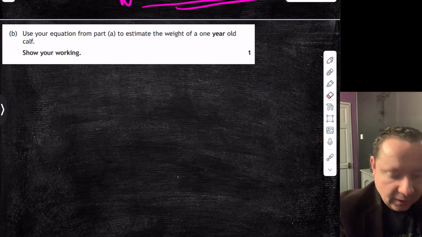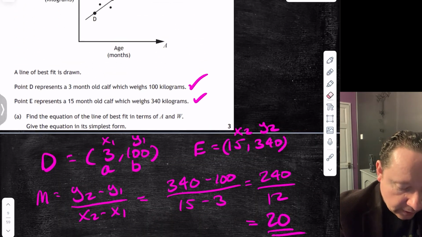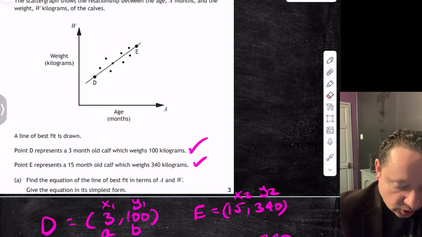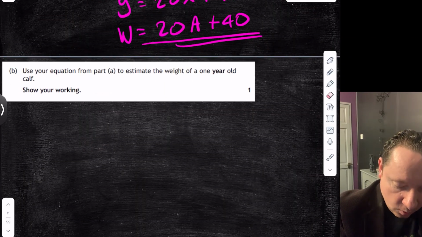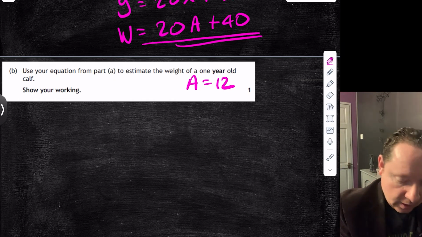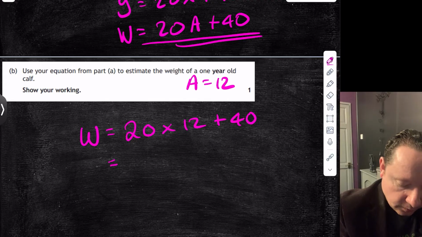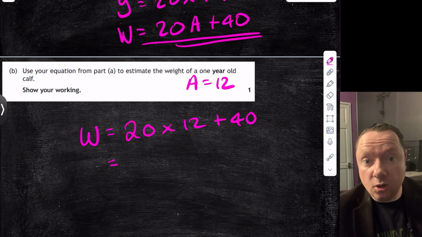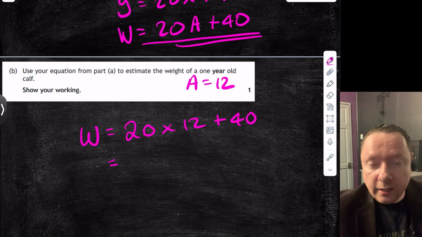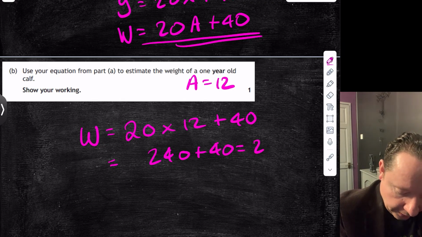Part B, use your equation from part A to estimate the weight of a 1-year-old calf. So let's see what A and W represented. W is weight in kilograms, age is months. Oh, they're trying to trick us here. 1-year-old means A equals 12 because age is in months. So W equals 20 times 12 plus 40. 20 times 12, well, I'll do 20 times 10, which is 200. 20 times 2 is 40, so that gives you 240 plus 40, which is 280 kilograms. And we're done there.